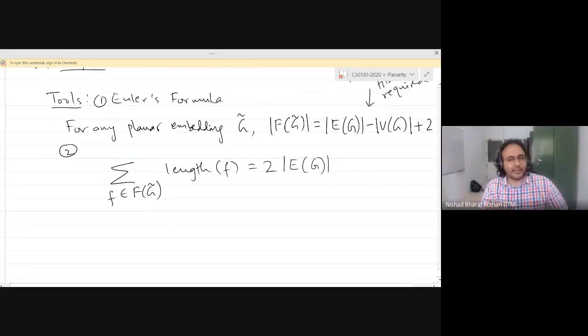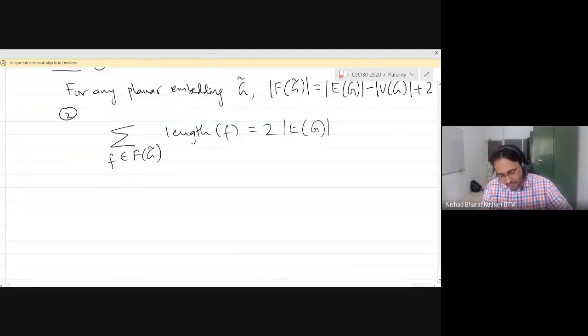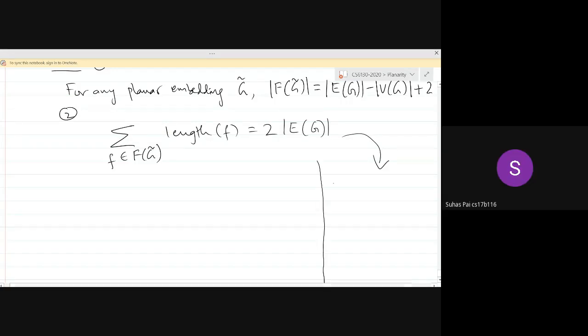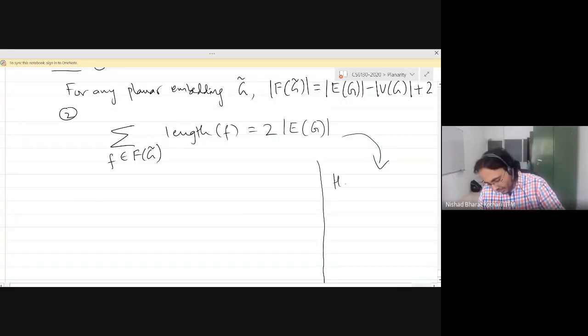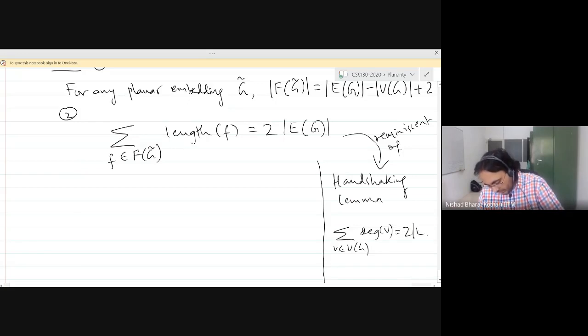What does this remind you of? Is anybody reminded of some other result in graph theory when you look at this? Is there any basic result in graph theory that we did not cover in this course? Sum of degrees. Yes, the handshaking lemma. It is reminiscent of the handshaking lemma, which says that if you sum up the degrees of the vertices, then you get twice the number of edges of the graph. Right? Good.